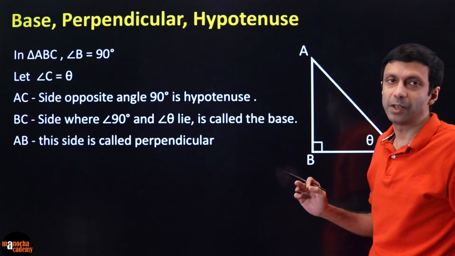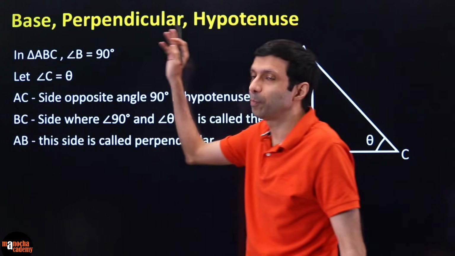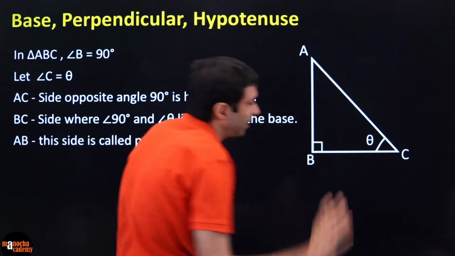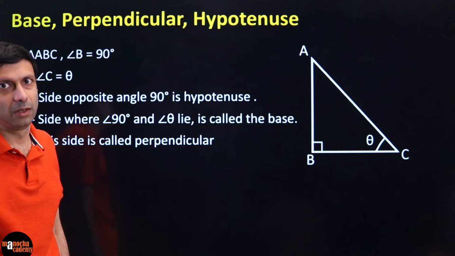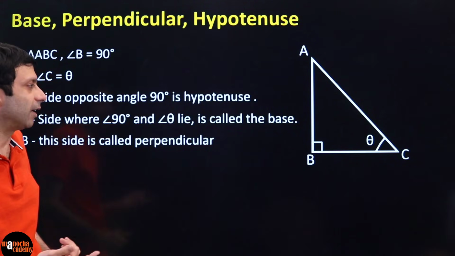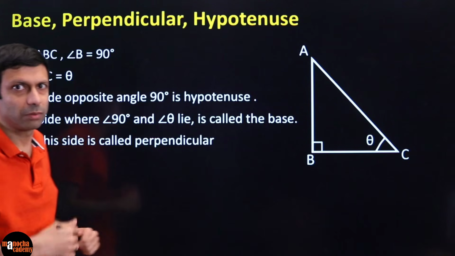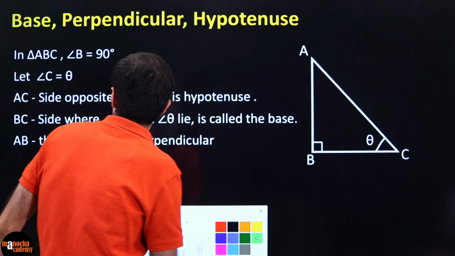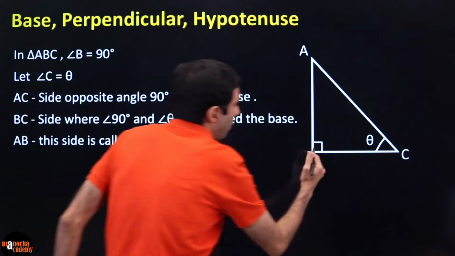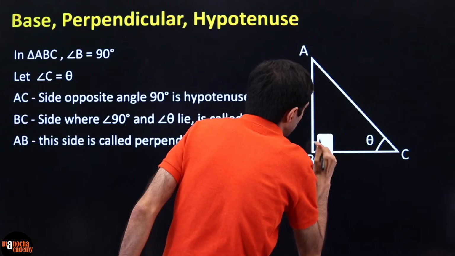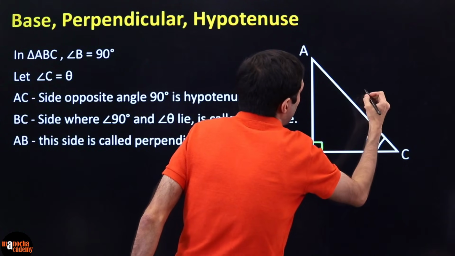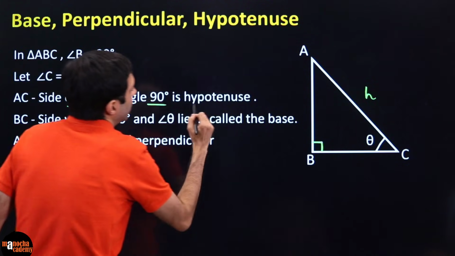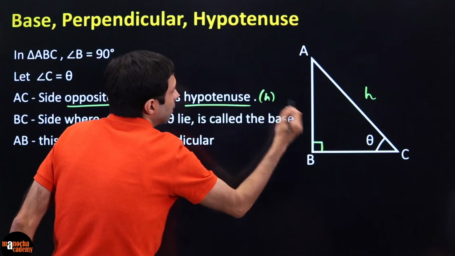Now, there is some important terminology about base, perpendicular, and hypotenuse. And it is with respect to this 90 and theta that you have marked. So, if you have marked this 90 and theta, what is going to be the hypotenuse? That you know from Pythagoras, the side opposite to the 90 degrees. So, everybody agrees that opposite to the 90-degree right angle is called the hypotenuse, which I'm going to mark with the letter H.